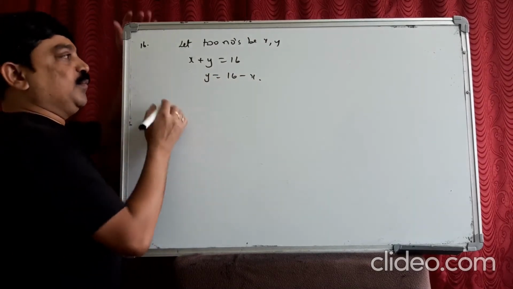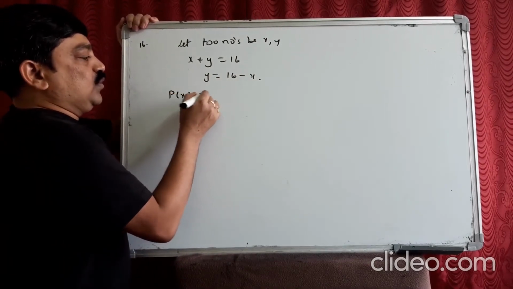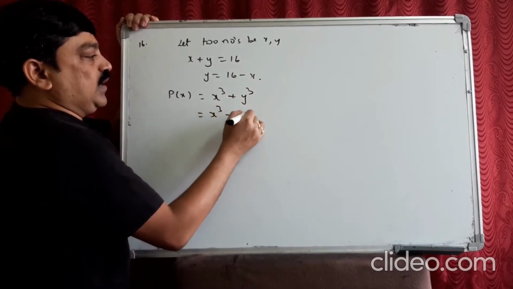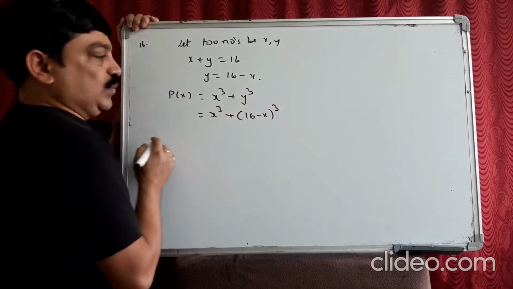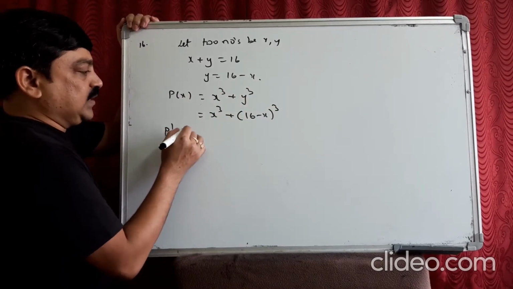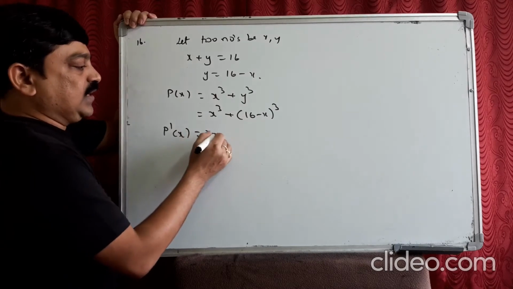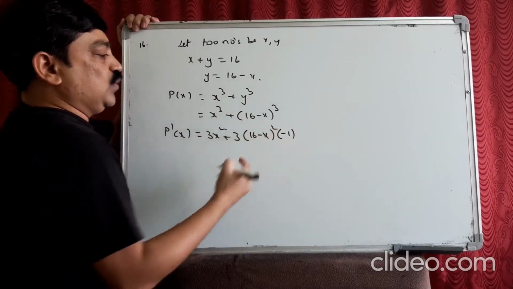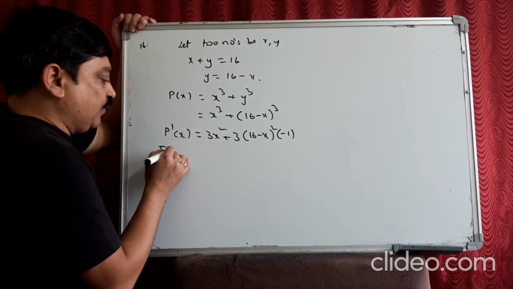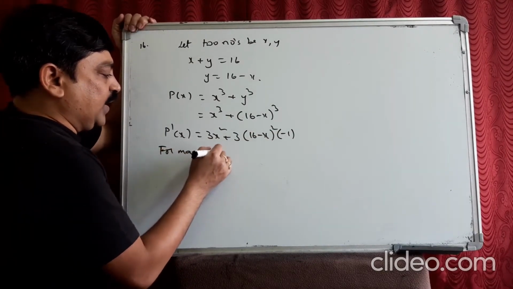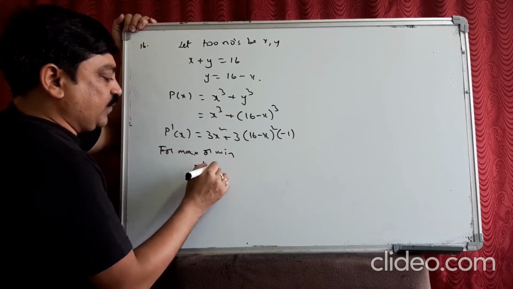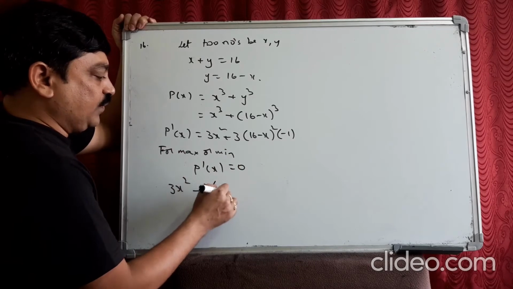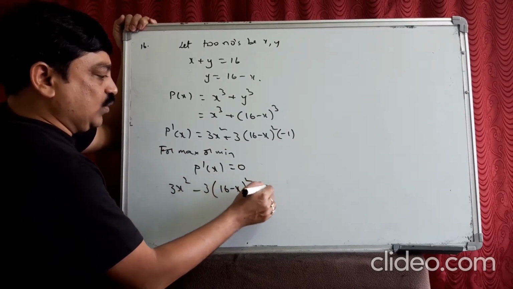This problem is minimum. So I take P of x is equal to the sum of cubes. So I take x cube plus, what is y? 16 minus x whole cube. So P dash of x is the derivative of this: 3x square plus 3 into 16 minus x whole square into minus 1. What we know? For maximum or minimum, P dash of x is equal to 0.